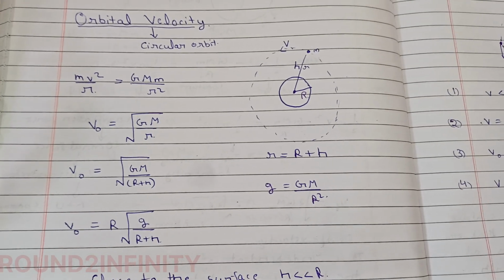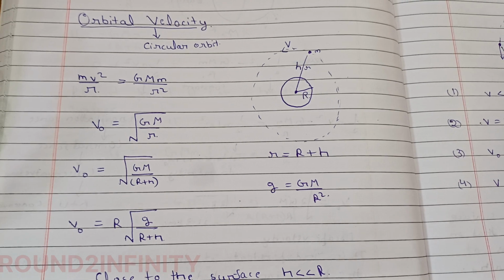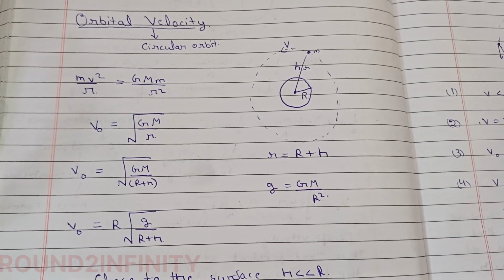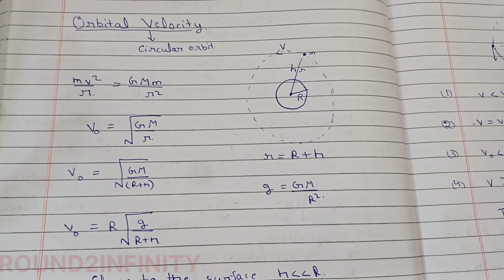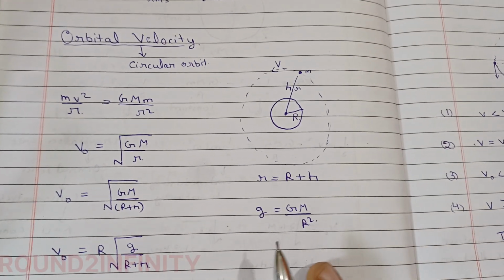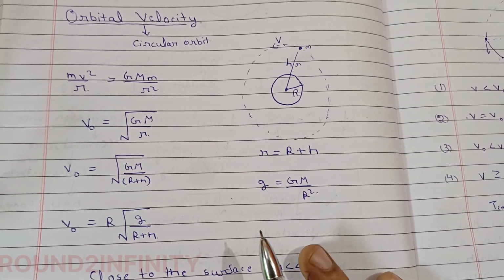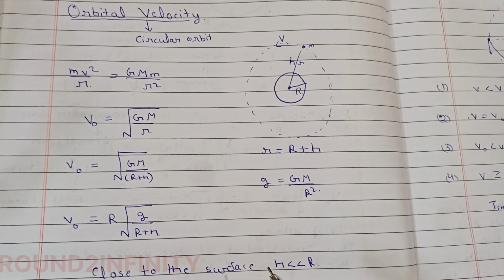So hello everyone, this is lecture 15 for classical physics. In the last lecture we were discussing escape velocity and we completed that topic. So today we will see orbital velocity and some questions based on these topics.